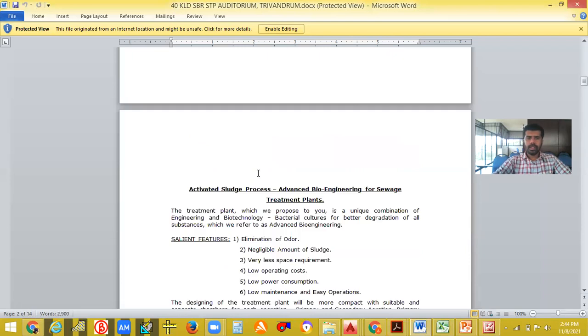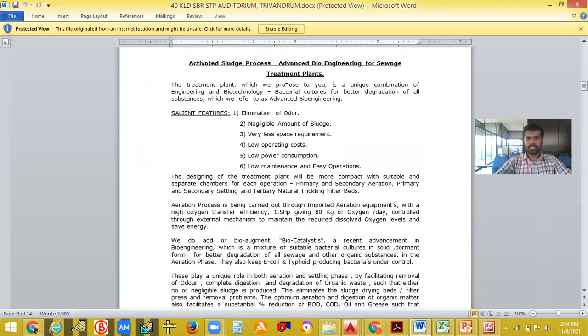Now, activated sludge processes. These are the salient features of their STP: it will eliminate the smell, produce only a small amount of sludge, and need less space and lower operating cost. When they give a project quotation, they will specify the specialities of their STP.